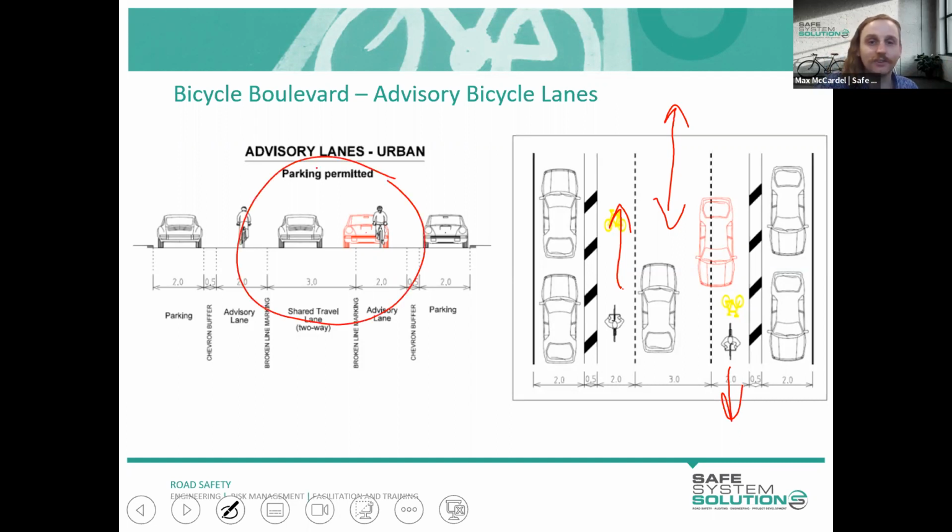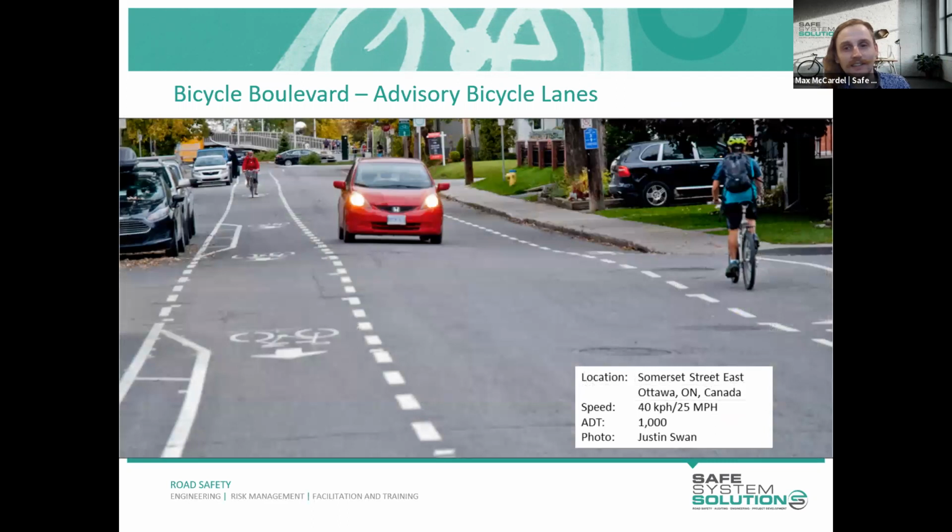So this is another cross-section of it. The middle lane is shared, so traffic in both directions need to share that one lane, whereas bicycle traffic, they get one consistent lane each direction. Here's an example of this one installed in Canada.